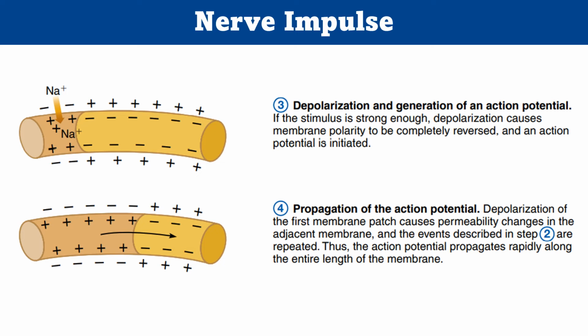Then propagation of the action potential. Depolarization of the first membrane patch causes the permeability change in the adjacent membrane, and the events described in step number 2 are repeated, which is stimulus initiates local depolarization. Thus, the action potential propagates rapidly along the entire length of the membrane.